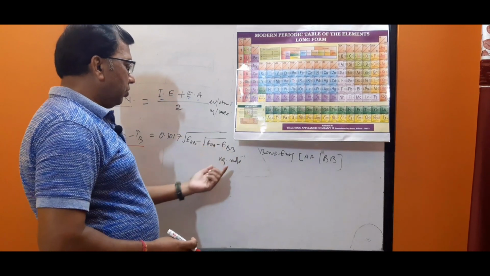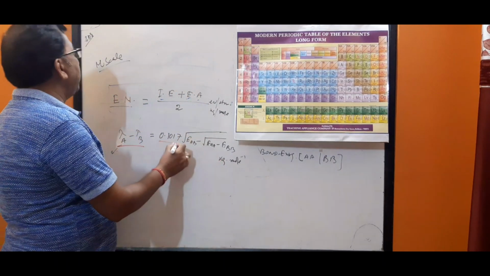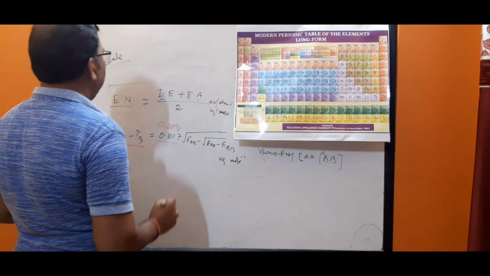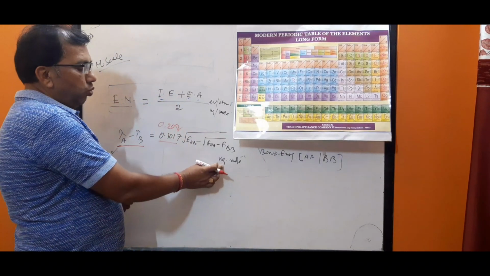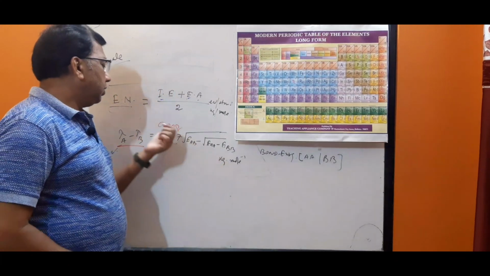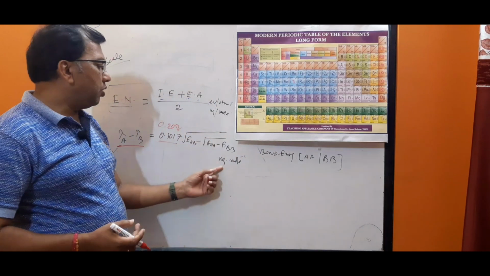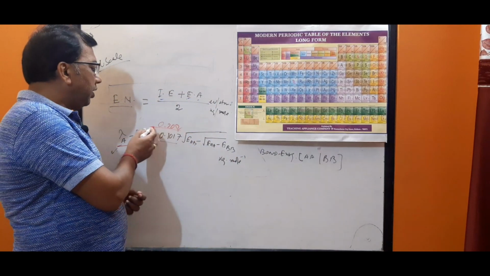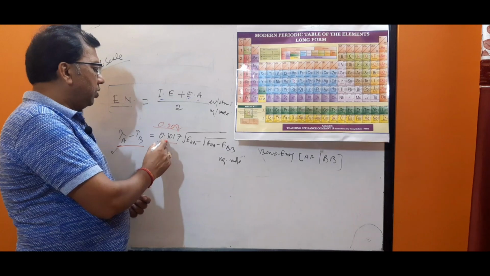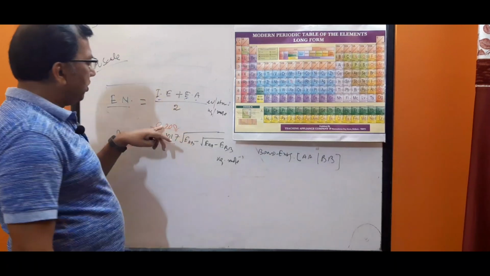The difference is in kilojoule per mole. If you convert to kilocalorie per mole, then this value will change, and in that case the value will be 0.208. So in kilojoule per mole it is 0.1017, and in kilocalorie per mole it is 0.208. You have to convert between the two units, kilojoule or kilocalorie.